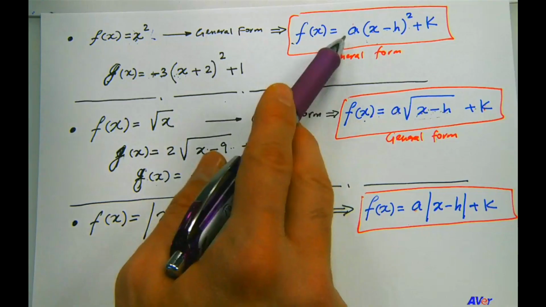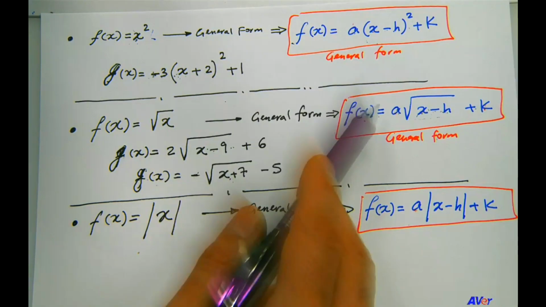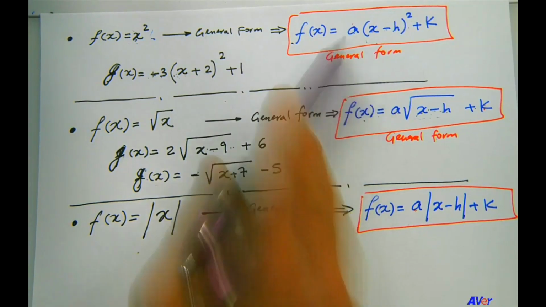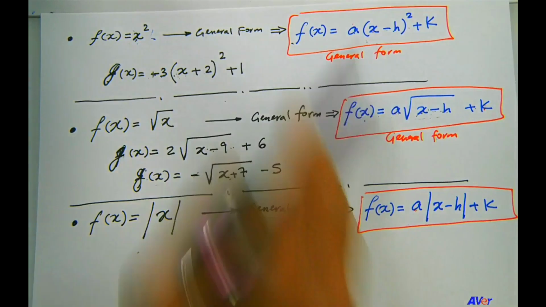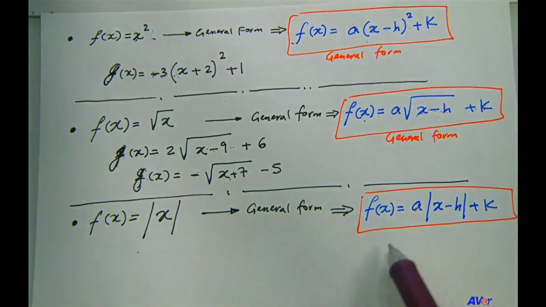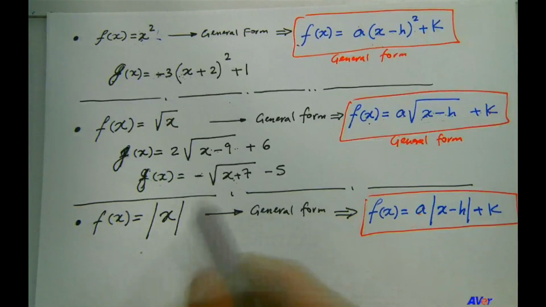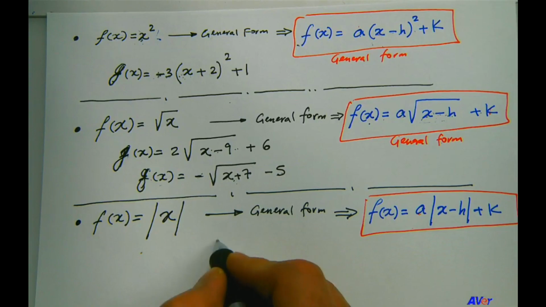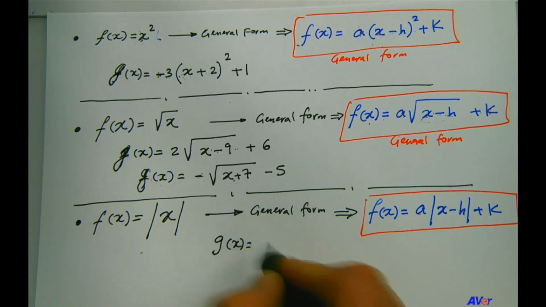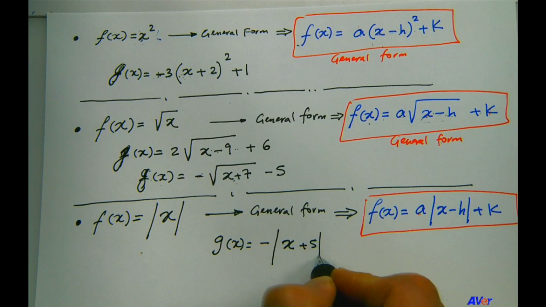If it's greater than 1, it will stretch it towards the y-axis. If this number is greater than 1, it will stretch it, okay, towards the y-axis. And then, just like what we've talked about before, let's give a specific example of the absolute value function. Let's say g of x equals minus absolute value of x plus 5 minus 2.